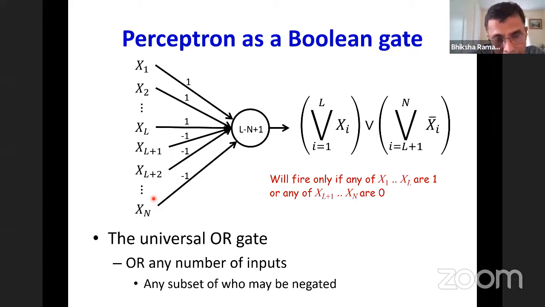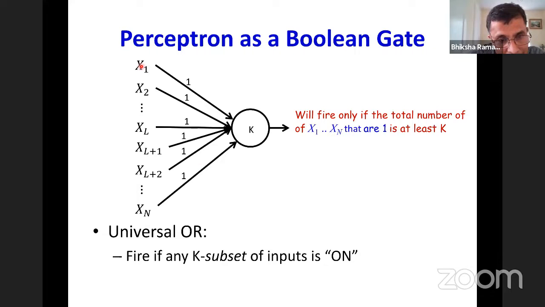Here's something more complex. This one has n inputs. It's going to fire if at least k of these inputs is 1. And you can immediately see why this is the case. The threshold is k. If at least k of these inputs is 1, the sum is at least k. But if less than k of the inputs is 1, then the sum is not going to match this threshold and it's not going to fire. So this is not a universal gate, this is a majority gate. It's going to fire if at least k of the inputs are 1.